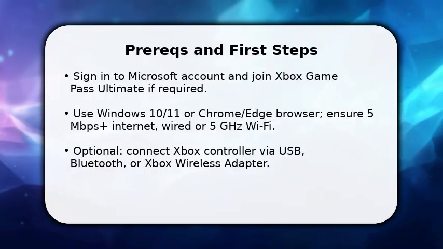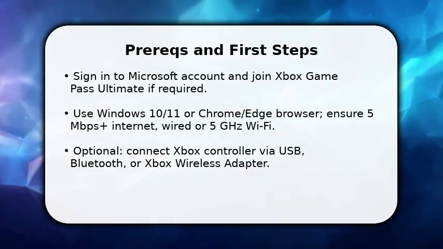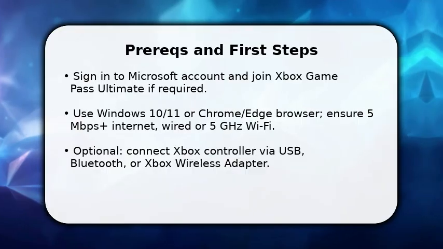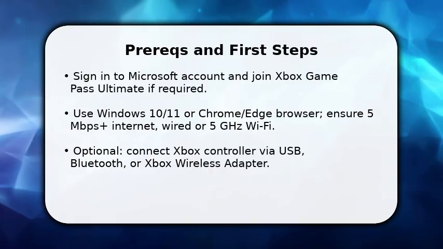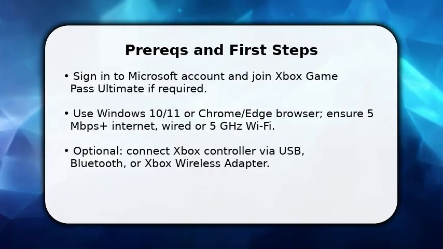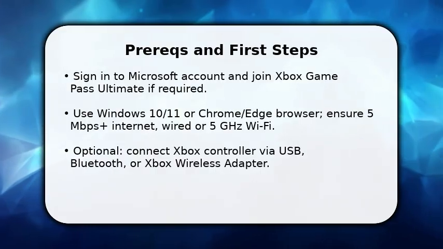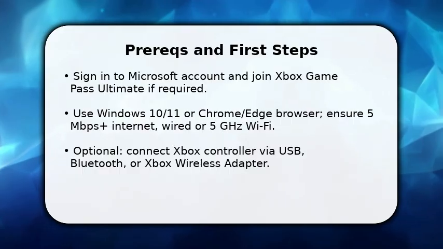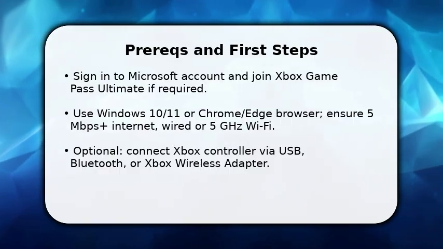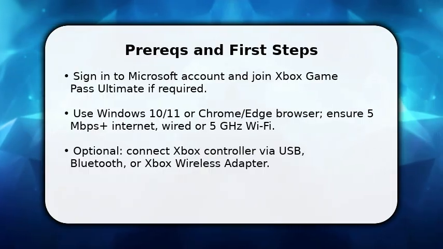You'll start by confirming prerequisites so the service will run. Sign into your Microsoft account and join Xbox Game Pass Ultimate if required. This unlocks cloud access. Make sure you're on Windows 10 or 11, or use Chrome or Edge. Those platforms are supported. Check your connection speed. Aim for at least 5 Mbps, but 10-20 Mbps gives a much smoother experience. Finally, pair a controller now so you won't interrupt setup later.